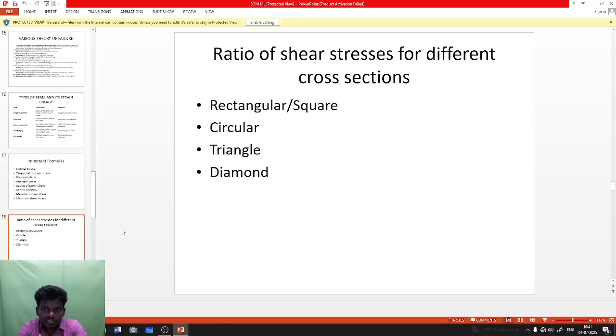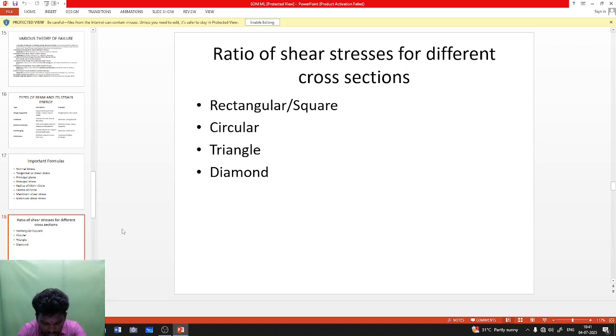And the ratio of shear stresses for different cross sections are prepared via tabulations. For rectangular or square cross section, tau max divided by tau average is equal to 3 by 2, tau max divided by tau NA is equal to 1, and tau NA divided by tau average is equal to 3 by 2. And for circular section, tau maximum by tau average is equal to 4 by 3, tau maximum divided by tau NA is equal to 1, and tau NA divided by tau average is equal to 4 by 3.